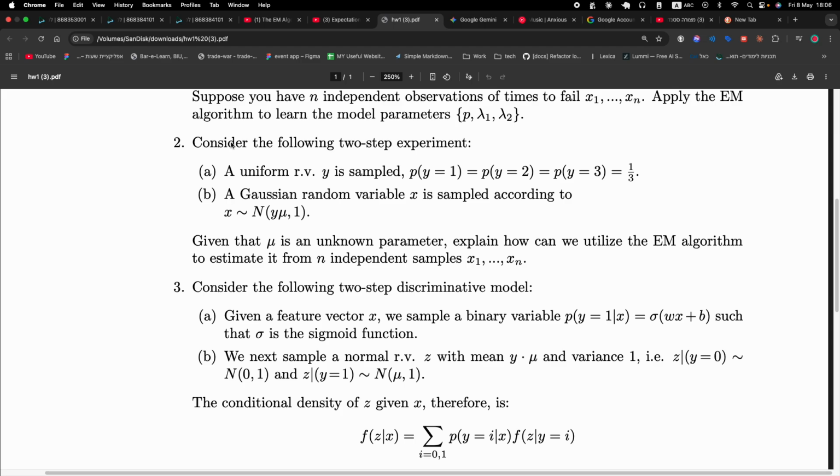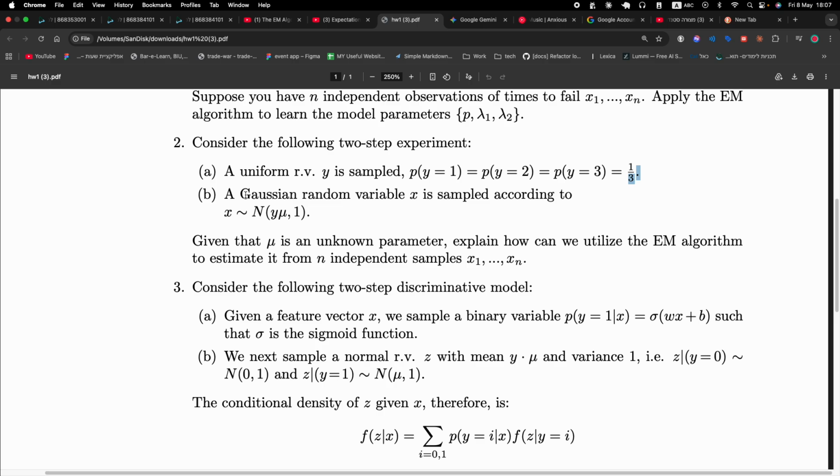We are going to go over this question. We consider the following two-step experiment. First, we get a random variable y, which is a sample with these probabilities: P of y equal 1 equals P of y equal 2 equals the probability of y equal 3, which is all 1 divided by 3.